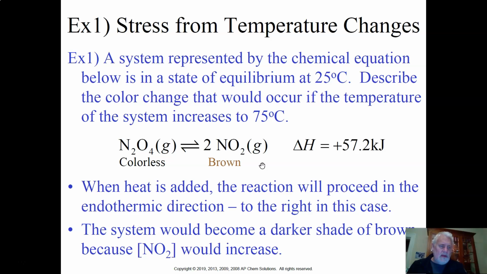Okay? So that's all we're doing, we're taking these big tubes and dropping them in hot water and cold water, and I'm going to have them predict whether it's exothermic or endothermic, and they have to know if it turns more brown when you heat it, it's endothermic.